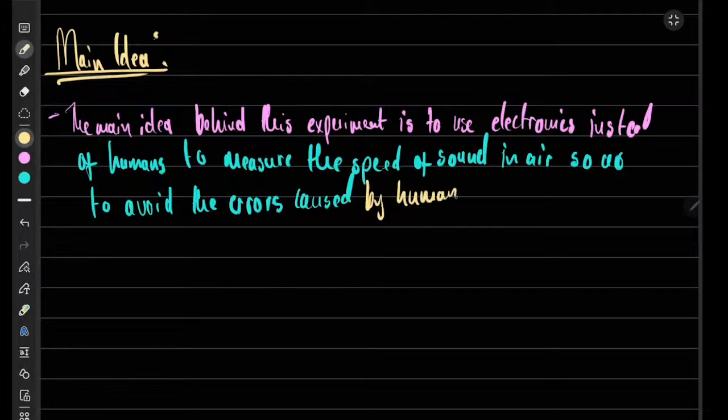Human reaction time means this. You are not going to stop the watch the moment you hear the sound. You're going to hear the sound and say, oh, then you stop. That reaction time will affect the readings. So that reaction time is affecting readings. If it's an instrument, it doesn't have a reaction time. It will be measuring right there, right then. Okay? You understand?